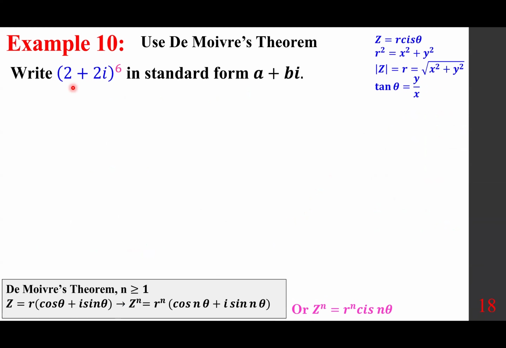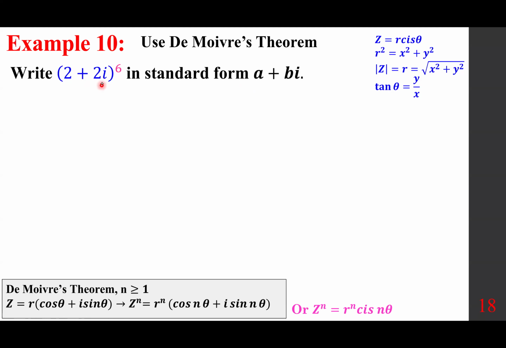Use De Moivre's theorem to write 2 plus 2i to the power of 6 in standard form a plus bi. Well, if I want to raise this to the power of 6, I have to multiply this by itself 6 times. Instead, I'm going to put it in polar, raise it to the power of 6, bring it back. So first and foremost, we need the r, which is square root of x squared plus y squared. So I'm looking at just this number, never mind the power of 6.